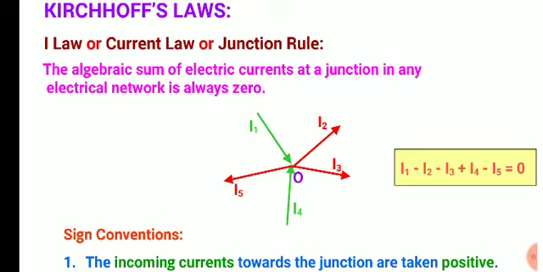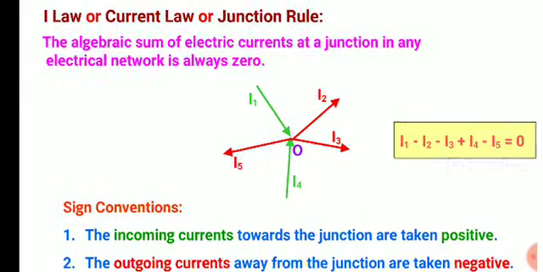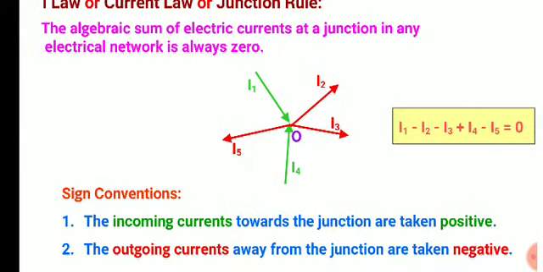The first law states that the algebraic sum of electric currents at a junction in any electrical network is always 0. So let us consider I1, I2, I3, I4 and I5 are the currents meeting at the junction O. In this diagram, two colored arrow marks are mentioned here. One is red in color and the second one is green.